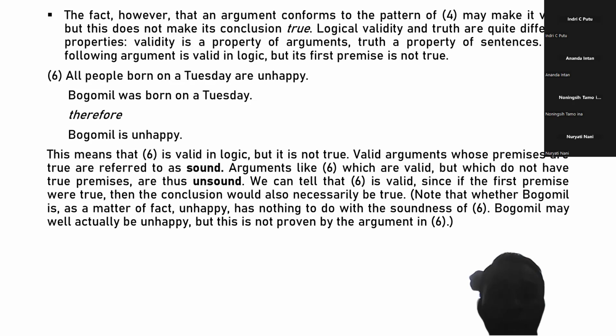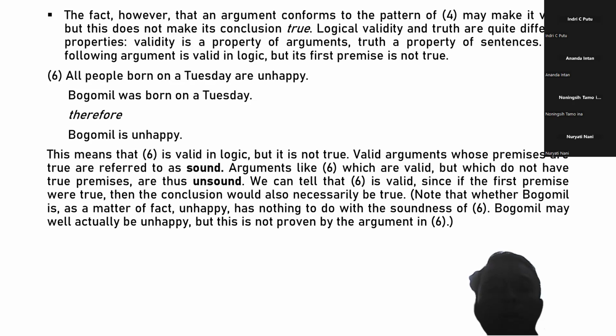In general, as our general conclusion, the statement or the conclusion in 6 is valid in logic, but it is not true, because valid arguments whose premises are true are referred to as sound. Arguments like 6 which are valid but which do not have true premises are thus unsound.